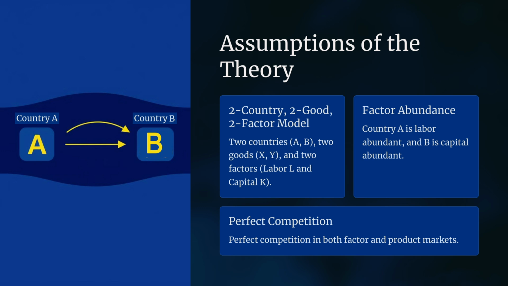Now, as per the assumptions, the countries are different in terms of the factor endowments. Suppose country A is a labor abundant country and country B is a capital abundant country. Let me repeat, country A is labor abundant and B is capital abundant. This is by assumption.